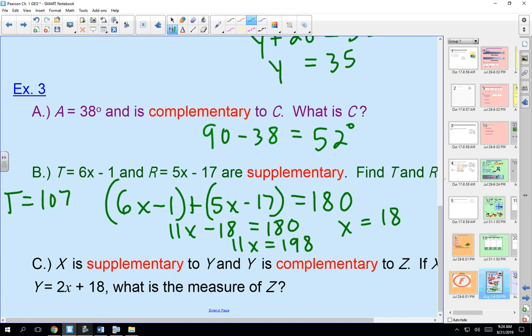107. And then what does R have to be? I don't even have to plug it in. R, I know, has to be supplementary with 107. So 73 degrees. 73 degrees. Good. Let's go ahead and step away. We'll do C tomorrow.